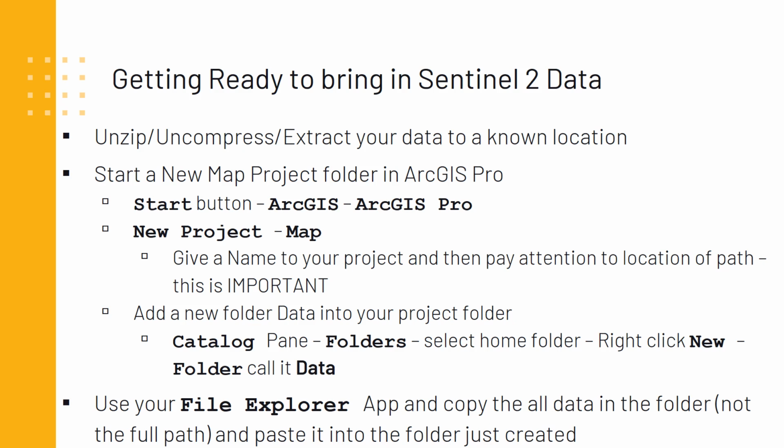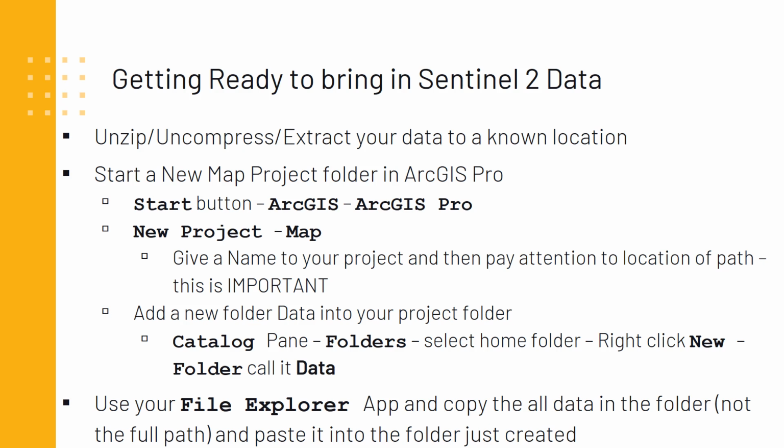Then I'd like you to add a new folder into this project. To do that, you're going to go to your catalog pane on your right-hand side. You're going to go to the folders option, and you're going to select the home folder. You're going to right-click in that home folder and select new folder. I'd like you to call it data.